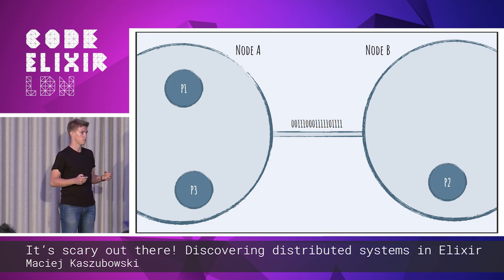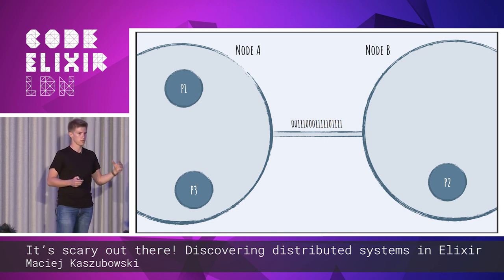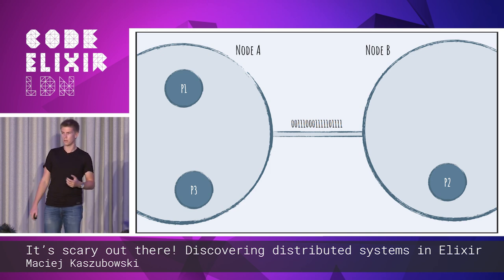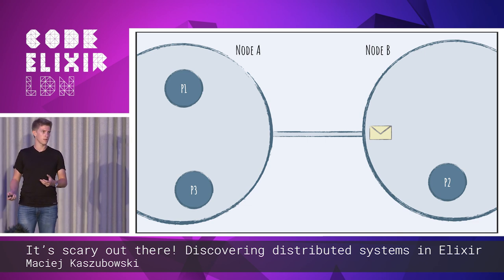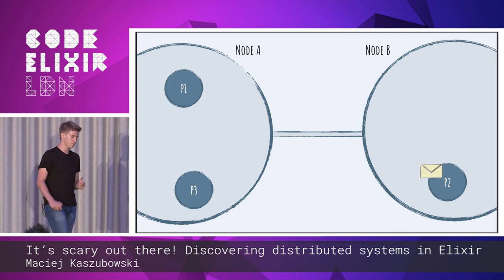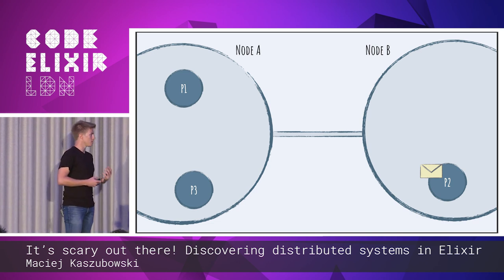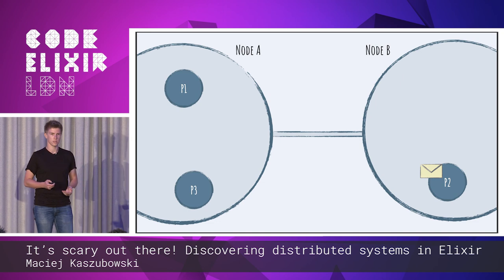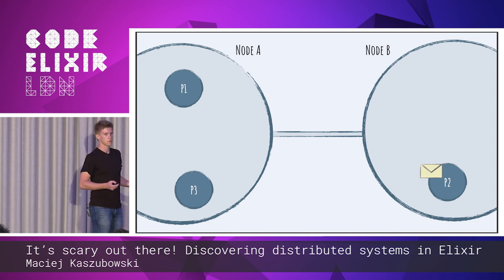It will take care of sending this message through the network, through this single TCP connection that was formed when the nodes were connected. It will take care of deserializing the message on the other end and delivering the message to the destination process's mailbox. And it is amazing because in most other languages, in most other ecosystems, we would have to take care of all of this by ourselves.